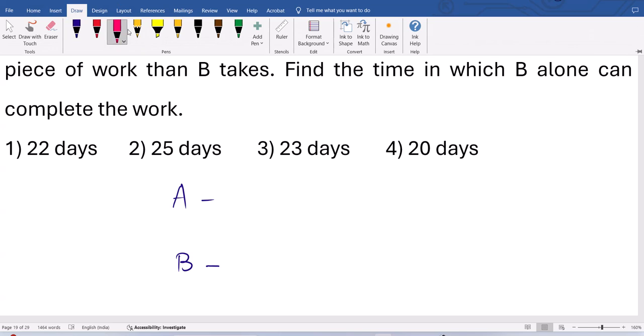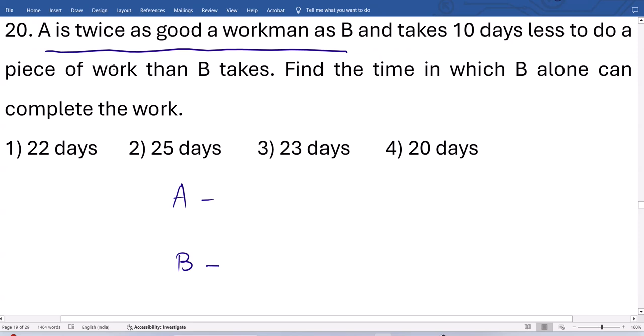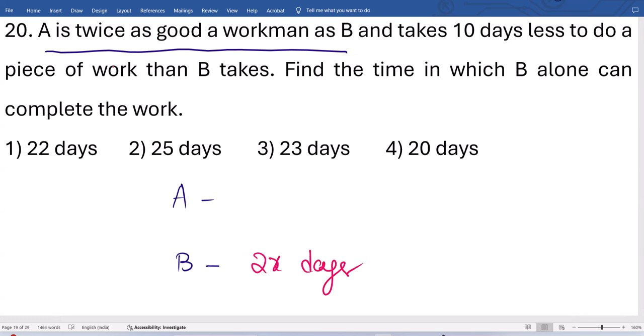Listen, everyone, listen. If you are a good workman, you will take less time to complete the work. Let us say B is taking 2x days to complete the work. A will take how many days? X days. When you are a twice good workman, you will take half of the time. So timing is inversely proportional to efficiency. If you are a better workman, your timing should be less. If efficiency is double, timing should be half.